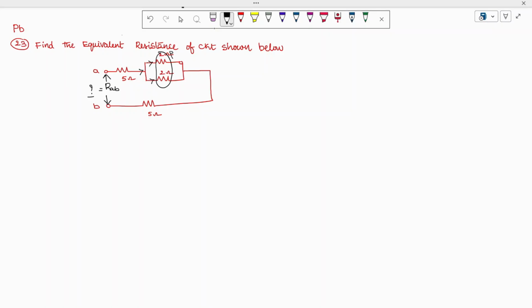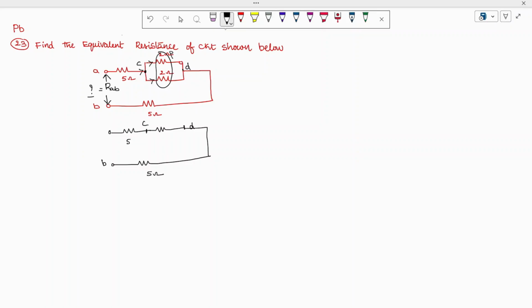Okay, so now I'm going to redraw the network. So here I have a 5 ohm resistor. If you have any doubt in this, just mark the nodes as C as well as D. So here you have C and here you have D. Now this will have only a single resistor connected. Okay, so this is one resistor, and from D it reaches B through the resistance of 5 ohm. So here it is 5 ohm.